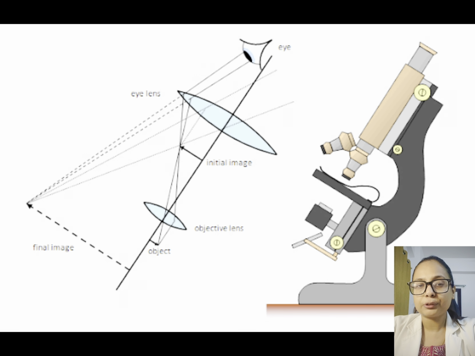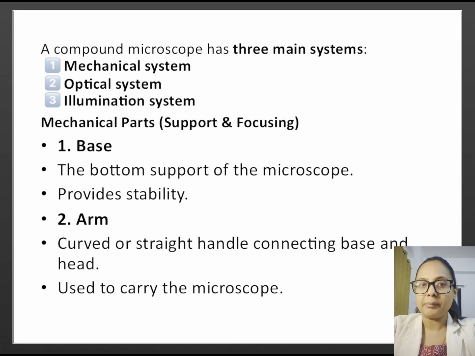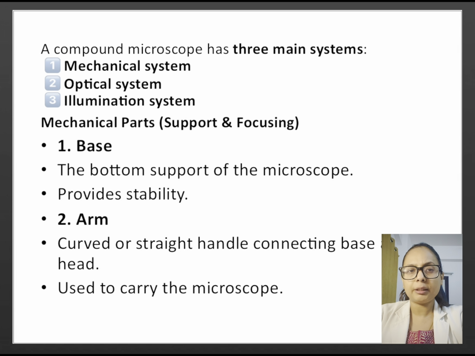In a compound microscope, one lens is close to the specimen and the other lens is close to your eye. Together, these lenses do compounding and produce a magnified image. Second year MBBS students, in your pathology practicals, you are expected to identify microscope parts, adjust focus properly, and examine slides correctly. Coming to the main systems of the compound microscope, it can be divided into three systems. First, the mechanical system, then the optical system, and then the illuminating system.